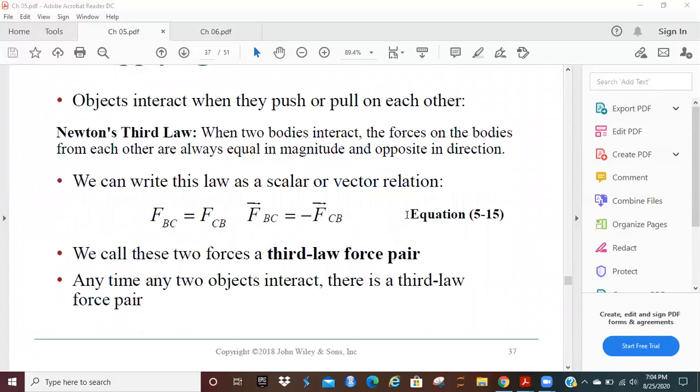So when you write this law as a scalar or with vector relationships, this is how it's written. As a scalar, the force from B to C is the same as the force from C to B. In vector notation, the vector pointing from B to C is going to be the same as minus the vector pointing in the opposite direction. So these are going to be considered third law force pairs. And anytime you have two objects interact, there's going to be a third law force pair that develops.